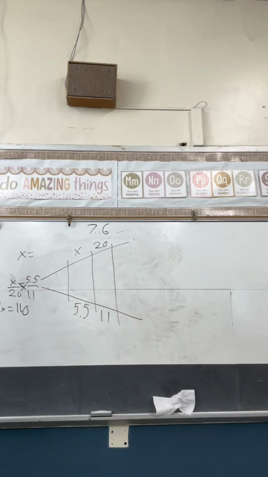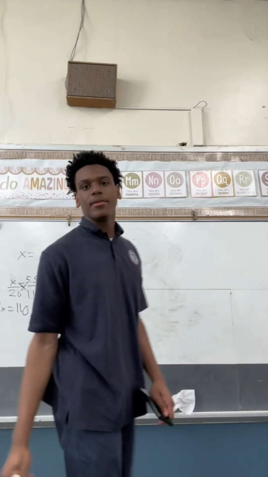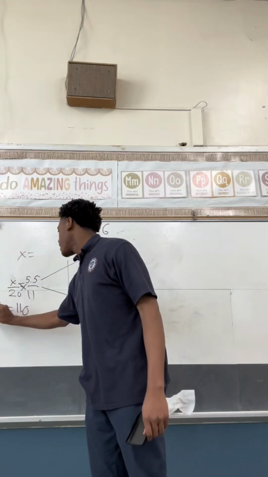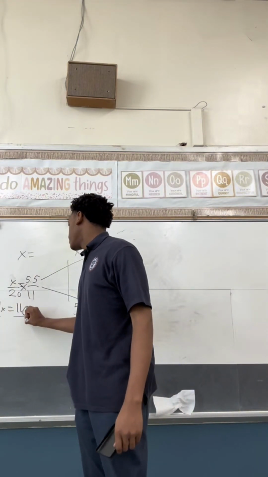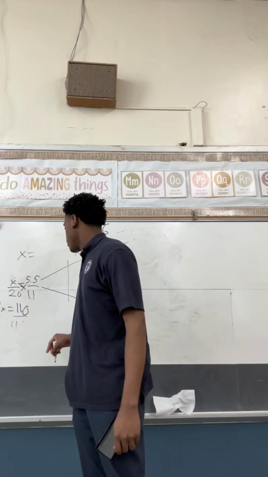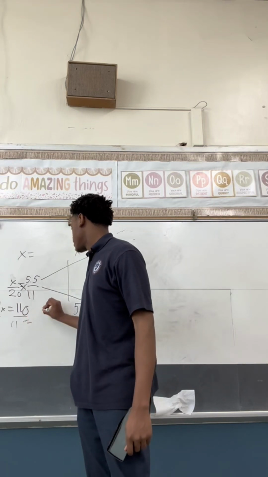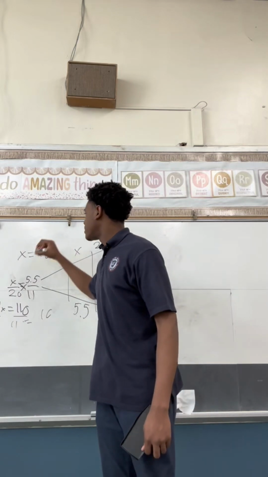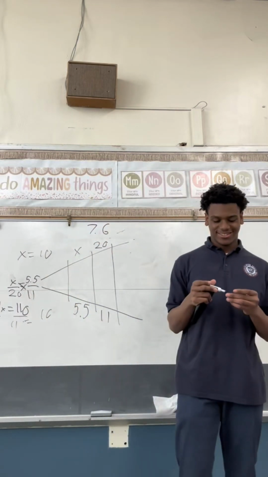You have to divide both sides by 11. So 11x divided by 11 and 110 divided by 11 will equal 10. So our x and our final answer will be 10.